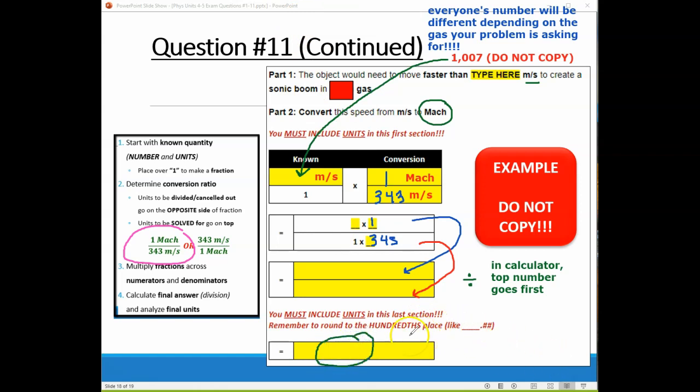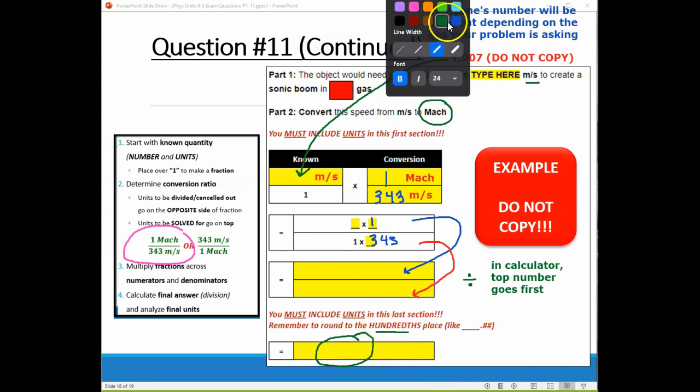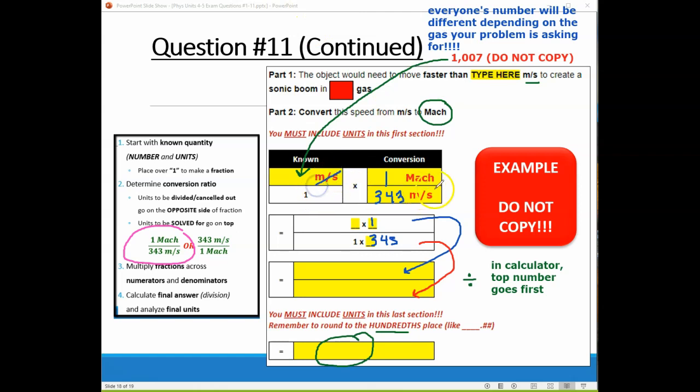And then you do need to round to the hundredths place, so you do need 2 decimal places, so point blank blank. And your units here matter. You do need to also include units here. So at this point, analyzing our units, we got rid of meters per second. I should end up with Mach here. So right down here, my final units should in fact be Mach, M-A-C-H. All right, so pause the video. Again, your problem will look different. Pause the video, continue playing when you're ready.